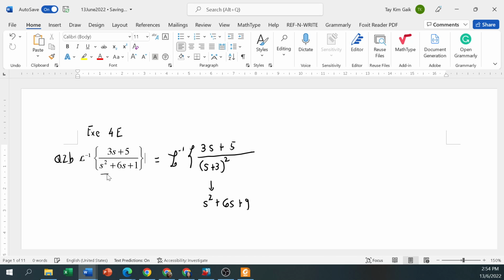So we get this term s squared plus 6s, but we have an extra plus 9, so we need to minus 9, because (s plus 3) squared has an extra 9. You need to minus 9 so that it balances back. Then we already have plus 1.